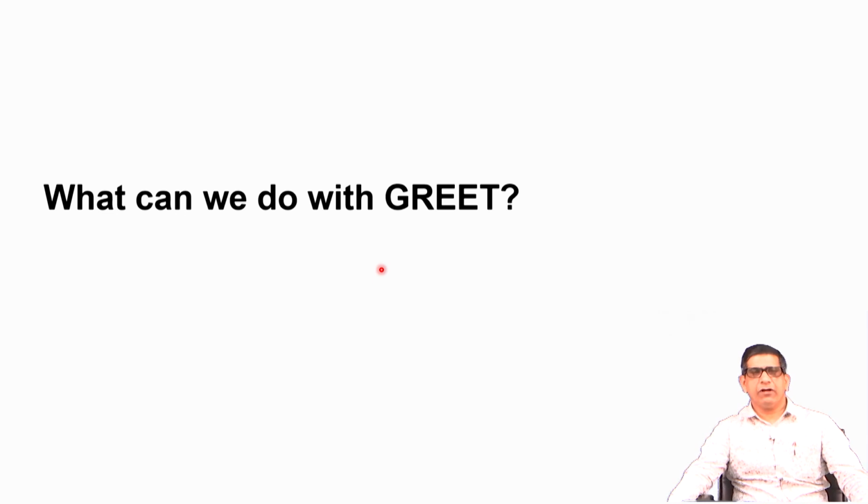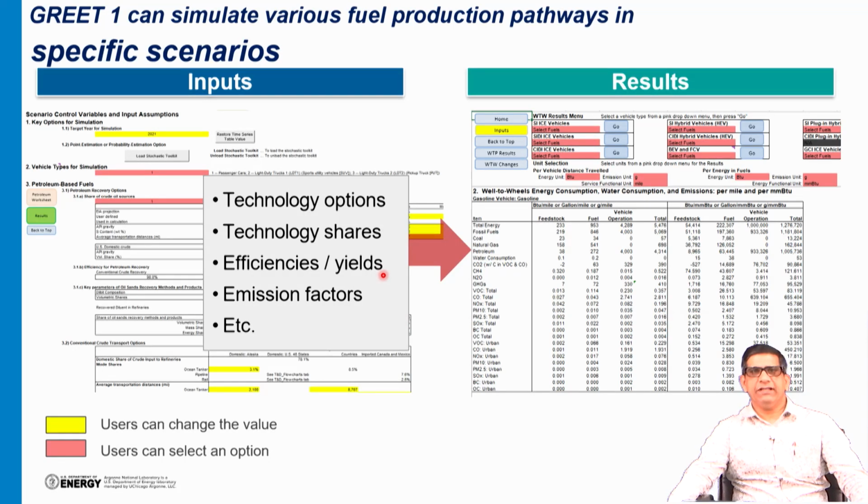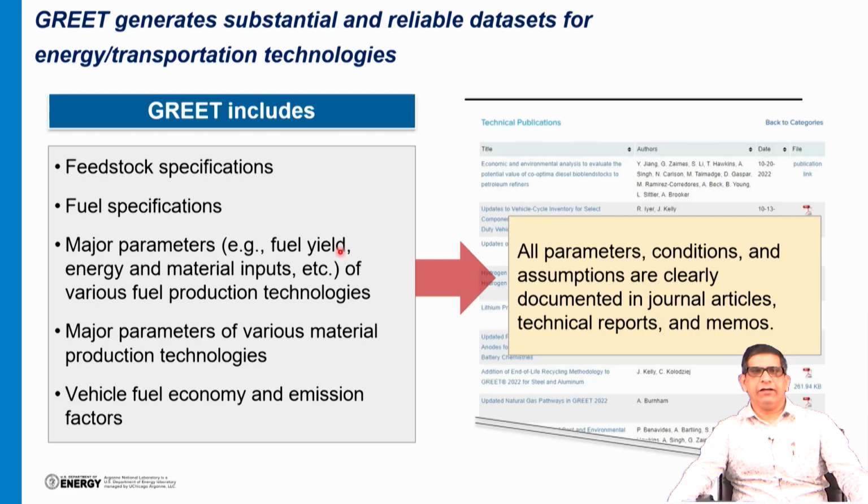With all this information and all these tools available, what can you and I do with GREET? You can create different scenarios, and you can simulate various fuel production pathways in your country or your region. You can take this model and create scenarios. Users can change the values wherever the yellow highlighted cells are, and can also select an option, since different options are provided. We can also work with the GREET team to help develop a country specific version, as you saw in Canada and China and other places where they have already done this. That can also be generated and adapted.